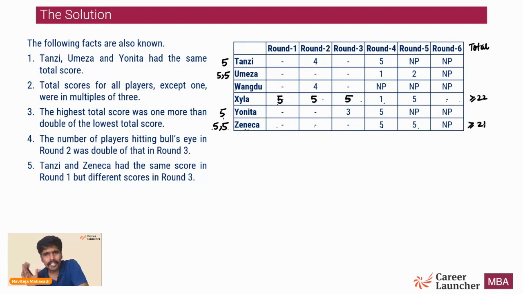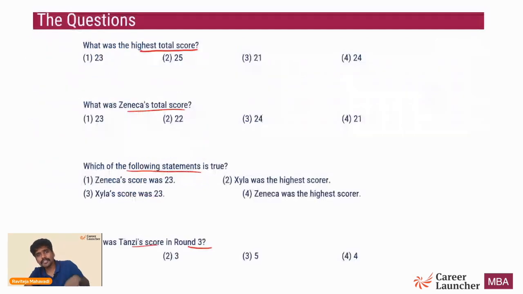Okay, we'll see later what to do about that. The highest total score was one more than double the lowest total score. Highest total score was one more than double the lowest total score. So that means the highest total score has to be an odd number. So 24 cannot be that number. 24 cannot be that number. Okay.